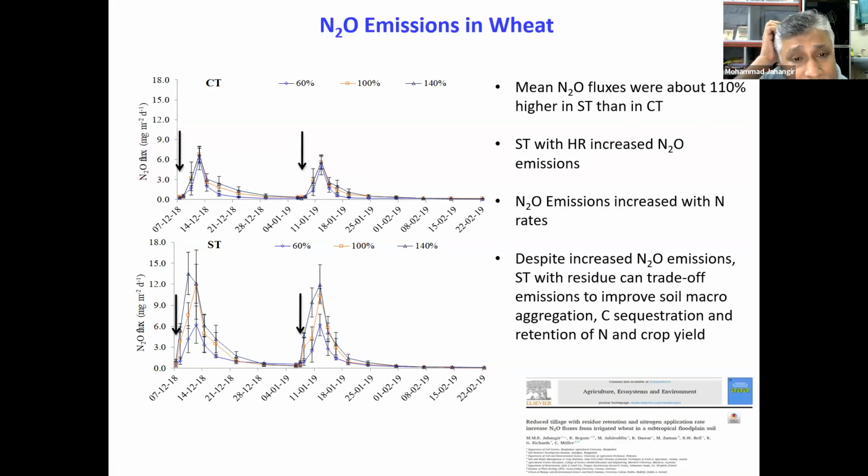Okay, then we started measuring greenhouse gas emissions. Here is an example of nitrous oxide emission in wheat in the same field. Mean nitrous oxide fluxes are about 10% higher in conservation agriculture practices than conventional management practices. So this is opposite to our hypothesis that conservation agriculture reduces greenhouse gas emissions. For nitrous oxide, conservation agriculture increased emission compared to conventional practices. We also maintain higher crop residue retention in conservation practices, and residue retention also linearly increased nitrous oxide emissions. We published this data in the Agricultural Ecosystem and Environment journal. If you want, I can share the article.